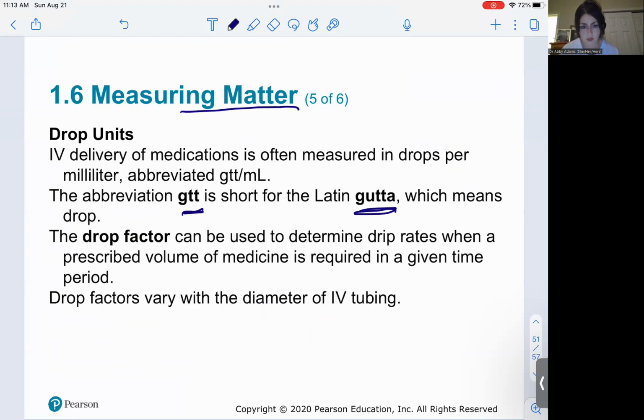This is what you're using whenever you need a prescribed volume of medication in a specific period of time. Drop factors vary with the diameter of the IV tubing, so they're dependent on that. Basically, the size of the drop is determined by the diameter of the IV tubing. That has an effect on the drop factor, or how much medicine is going to be dripping at a given period, the drip rate.